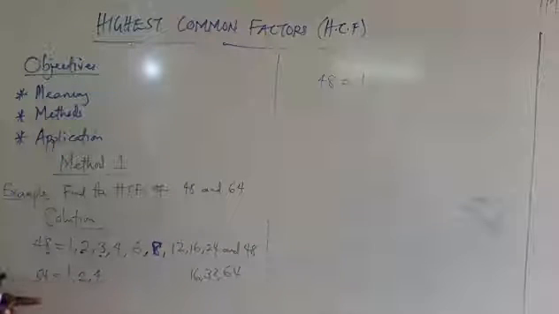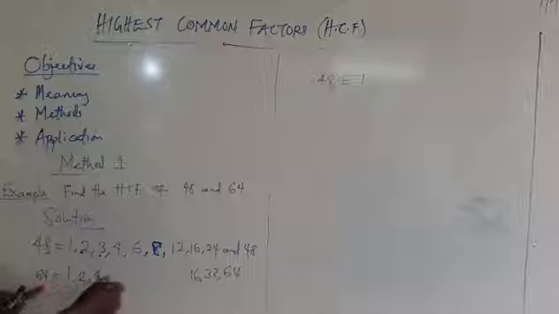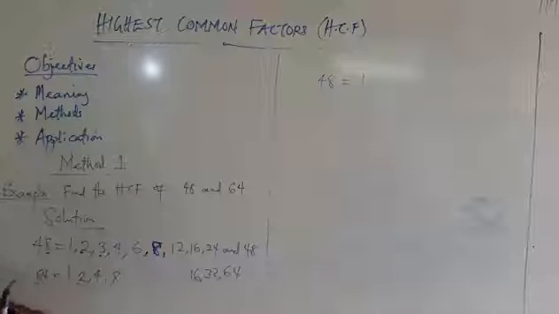Then 5 cannot divide it. 6 cannot divide it. 7, can 7 divide it? No. 8 can divide it. 8 times 8 is 64. What about 9?